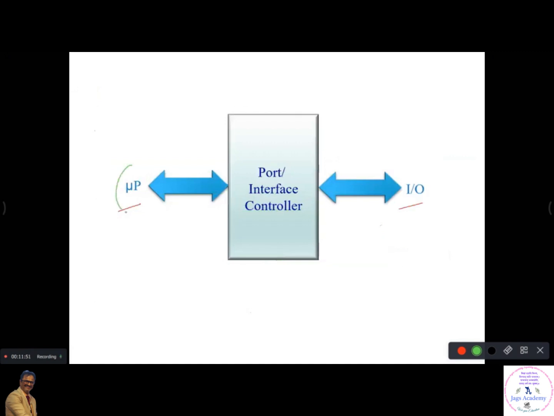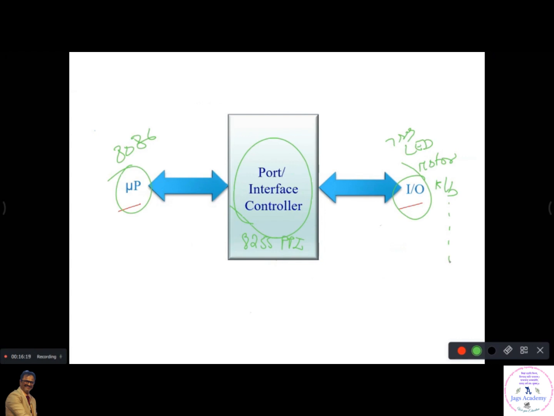Now let us see. You have a microprocessor, you have a port or interface controller, and this is your IO. A simple example: this is your 8086 microprocessor, this is your 8255 programmable peripheral interface, and this can be your LED, a 7-segment LED, a motor, or anything. You have already done this in the lab.